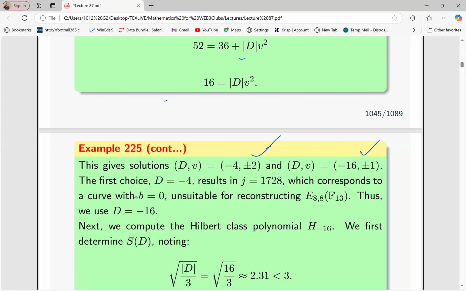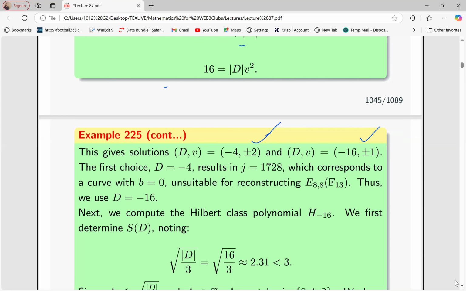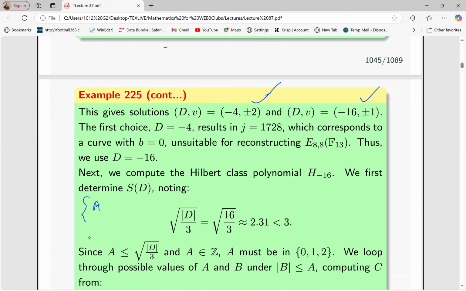But to get the Hilbert space polynomial, we must get the set of integers ABC. Integers are just whole numbers, whether negative or positive. So we want to get a set of integers ABC, and this set is what will help us get the Hilbert space polynomial. Now, how do you obtain this? Again, we have some conditions.